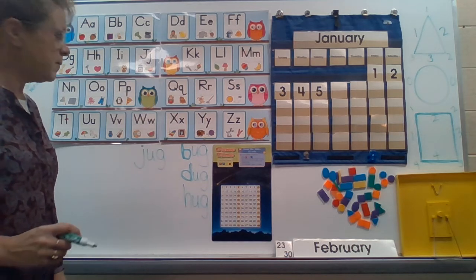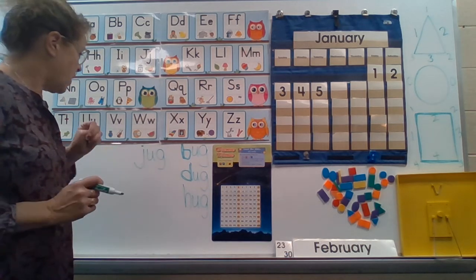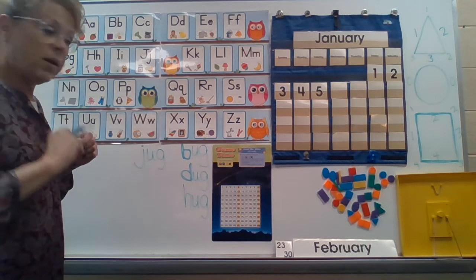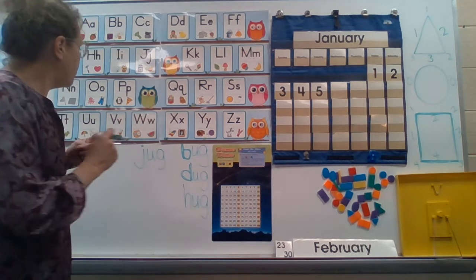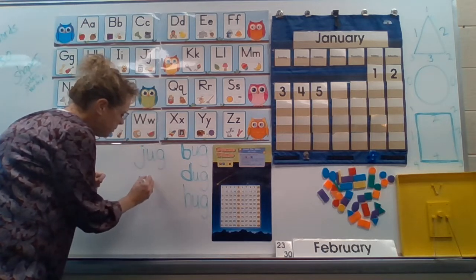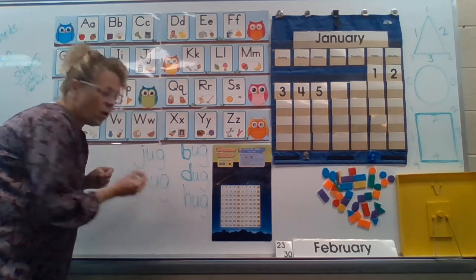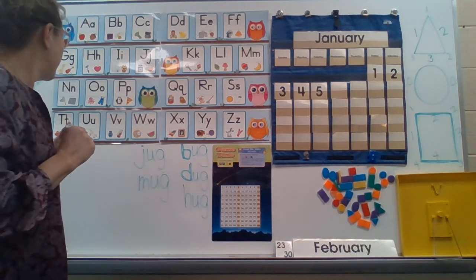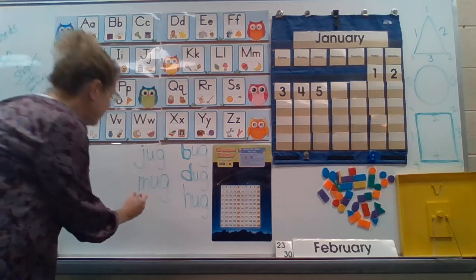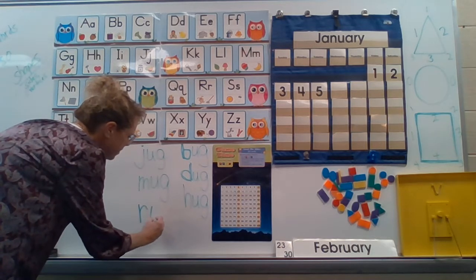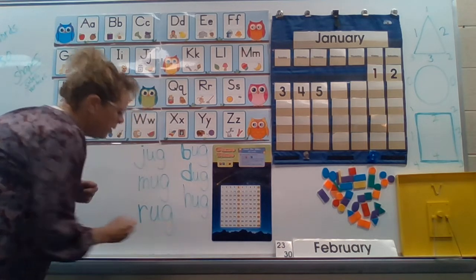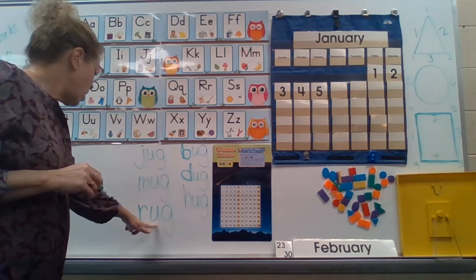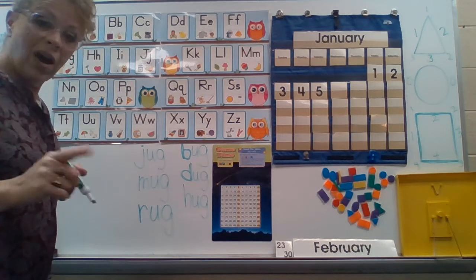Those are lowercase. So if I put a J there, it must be jug. How about an M? You might drink cocoa out of this. A mug. And you might have this on the floor. If you add an R to UG, you get rug.